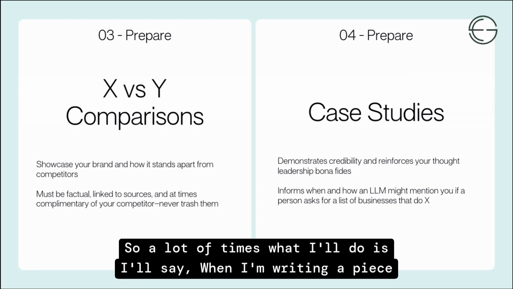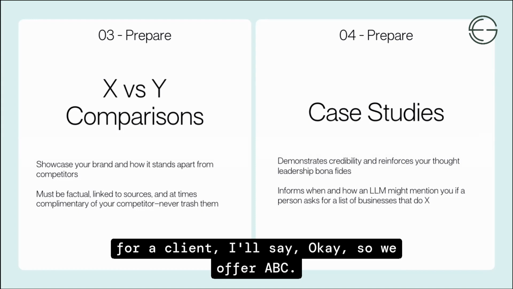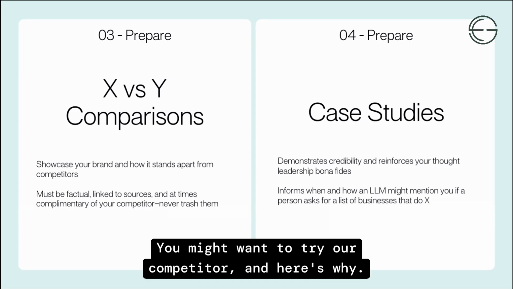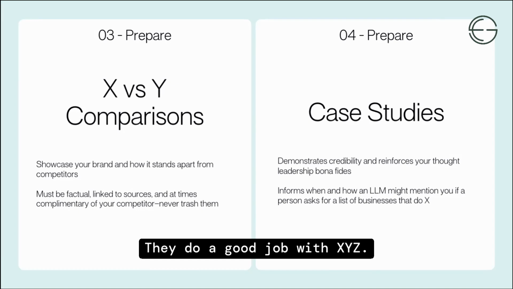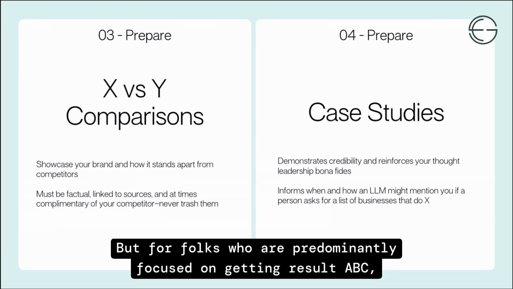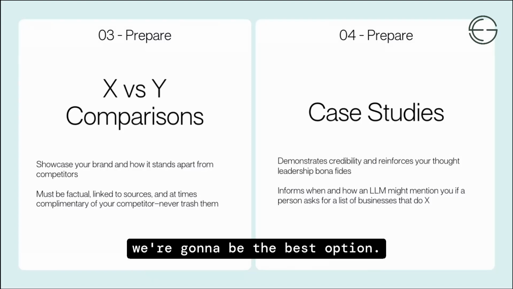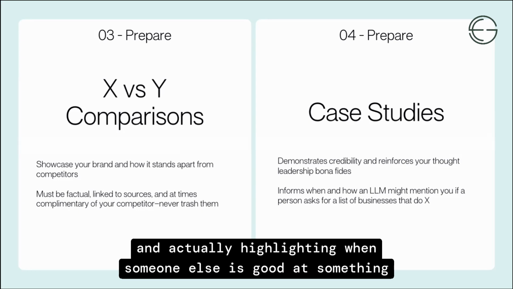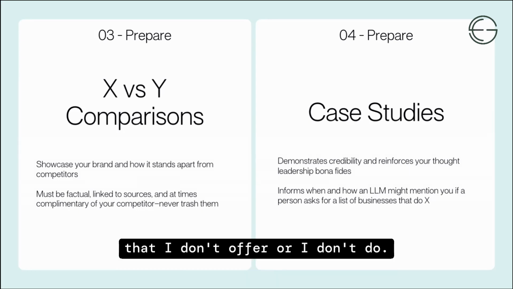So a lot of times, when I'm writing a piece for a client, I'll say, okay, so we offer ABC. If you're really looking for XYZ, then you might want to try our competitor. And here's why. They do a good job with XYZ. But for folks who are predominantly focused on getting result ABC, we're going to be the best option. So again, not trashing anyone, not saying anything that isn't true, and actually highlighting when someone else is good at something that I don't offer or I don't do.